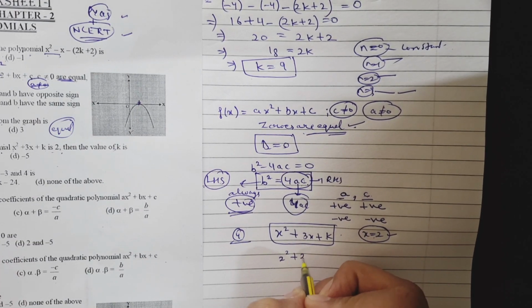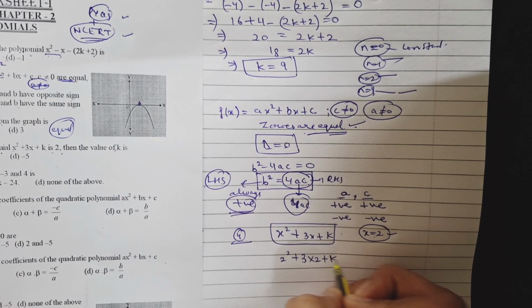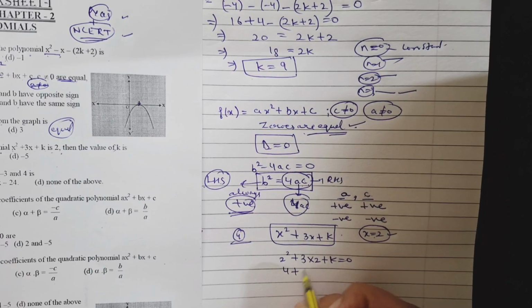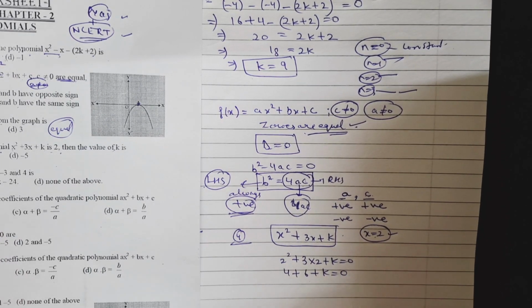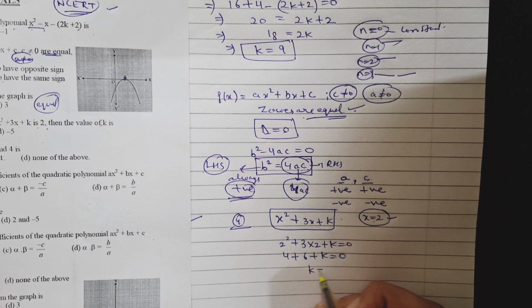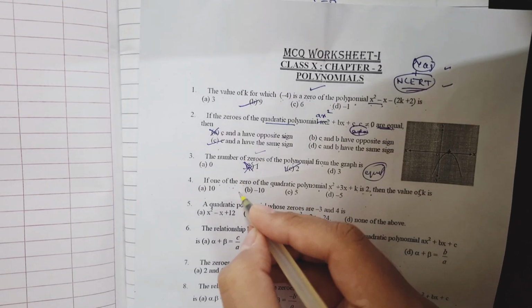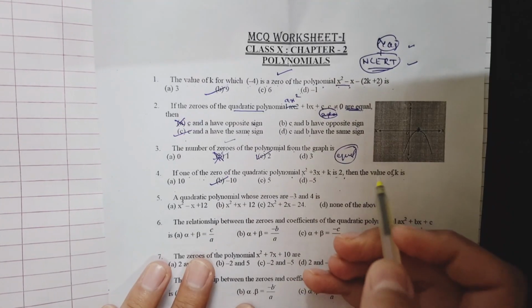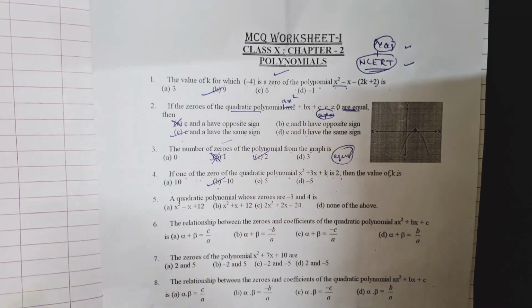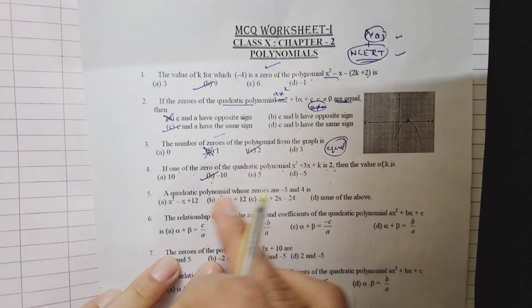2 square plus 3 into 2 plus k is equal to 0. 4 plus 6 plus k is equal to 0, and from here we get k is equal to minus 10. It means the value of k is minus 10, and this is only what we have to find out, the value of k, minus 10. Now last question of this video.